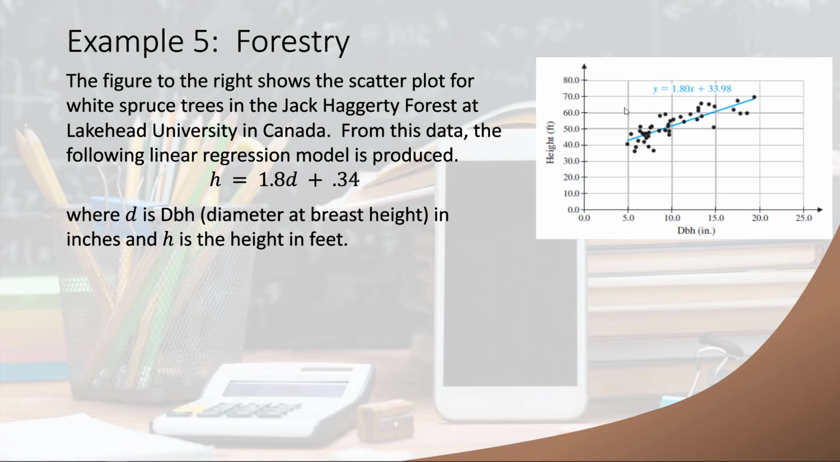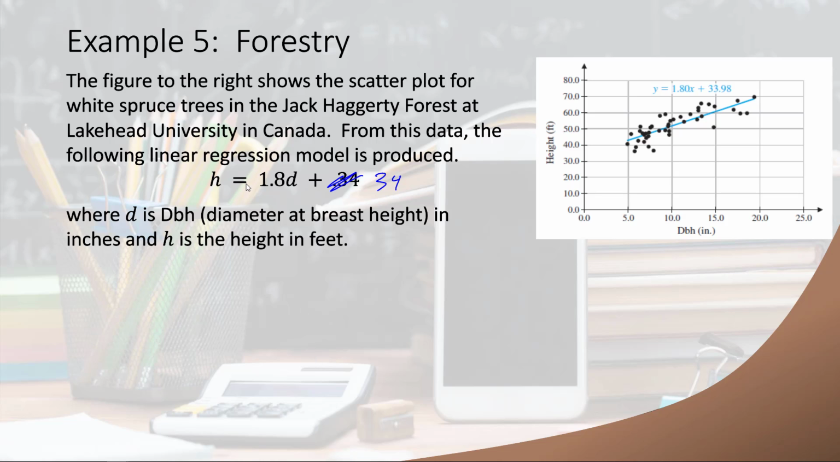And this best fit regression, this is wrong. This should not be 0.34. I thought I fixed that. That should be 34. It is going to be h is equal to 1.8d plus 34, where d is the diameter at breast height, whatever that means, and h is the height in feet.